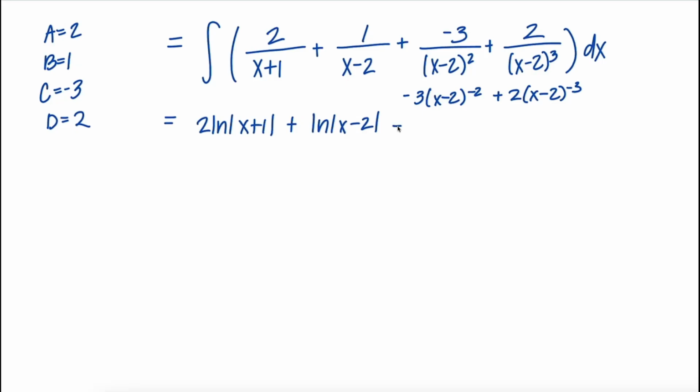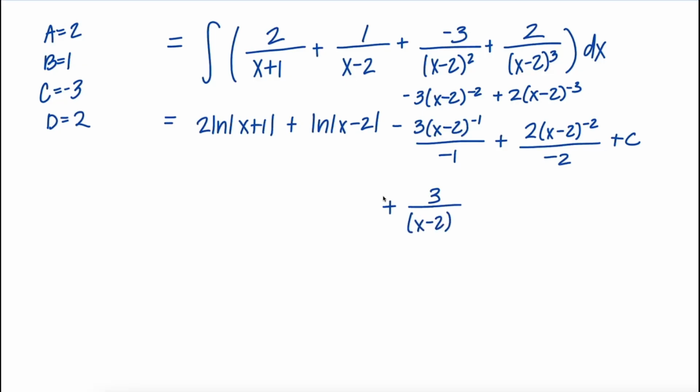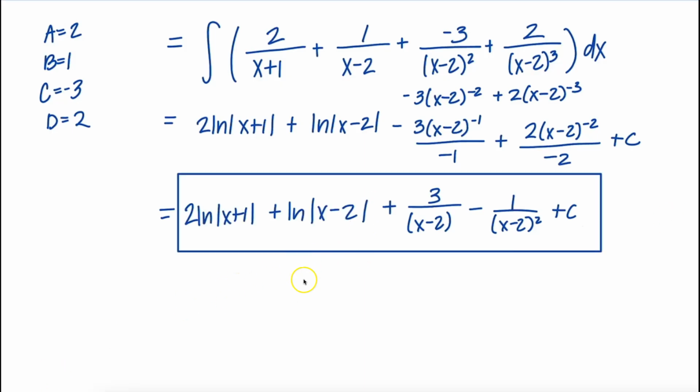We can just say this is -3 times (x minus 2) to the -1, so I'm adding 1 to the power and then dividing by the new power, and then plus 2 times (x minus 2) to the -2, so I'm adding 1, and then dividing by the new power. So let's clean these up a little bit. The negatives cancel, and I can bring this expression back down. So I get plus 3 over x minus 2 minus 1 over (x minus 2) squared. And then we have the first two terms. So here I have my final answer.